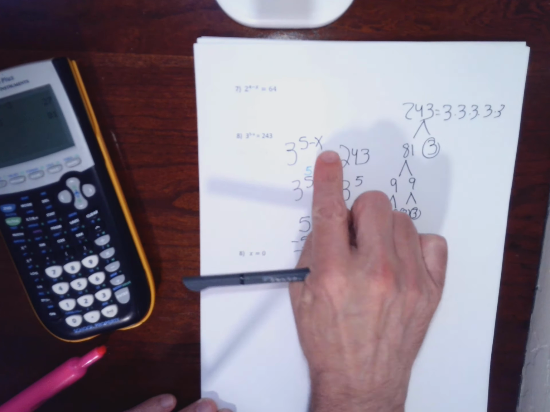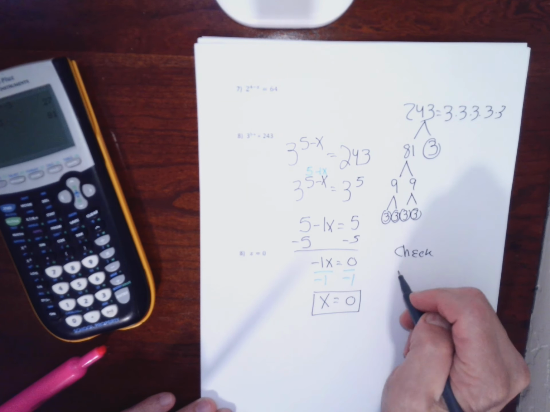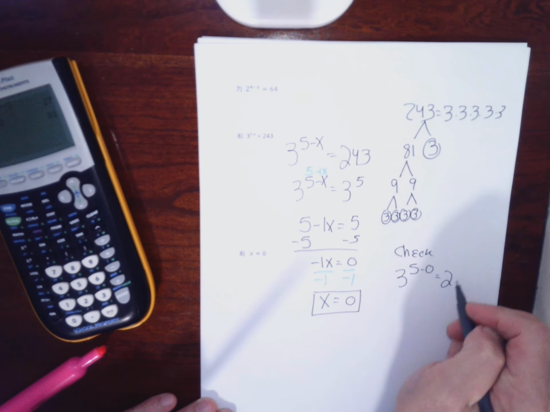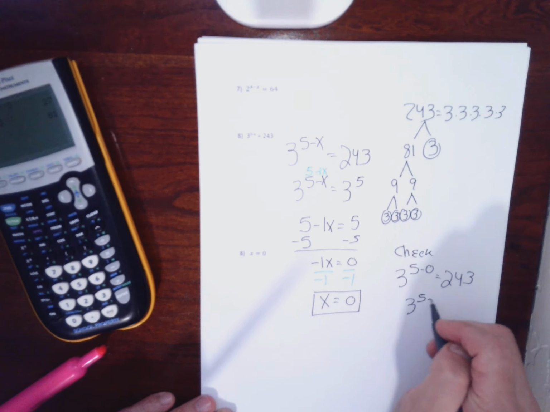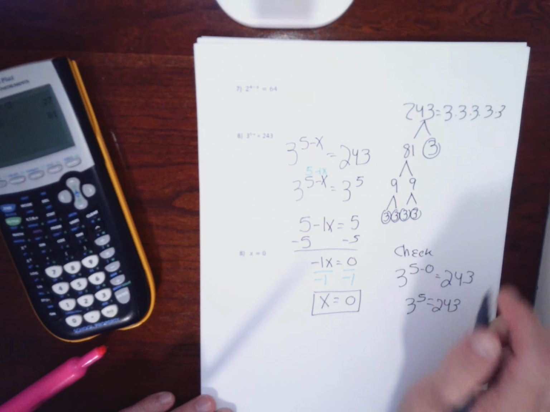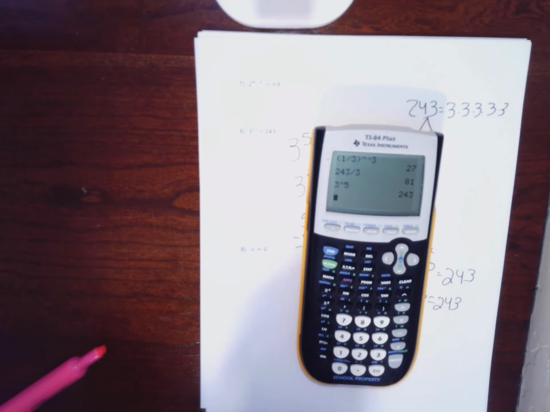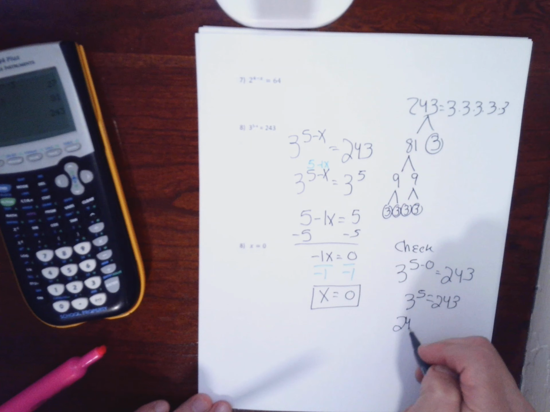To check, I need to change that x to 0. So it's 3 to the 5 minus 0 power equal to 243. Well, this is just 3 to the 5th power is 243. And that's what I just figured out. But I can do this in my calculator. 3 to the 5th power is 243. So I get a perfect checking.